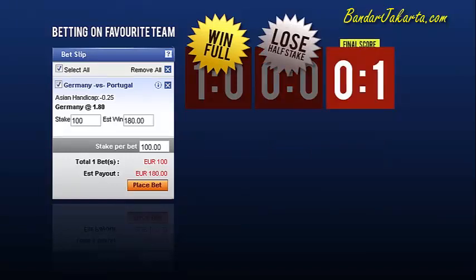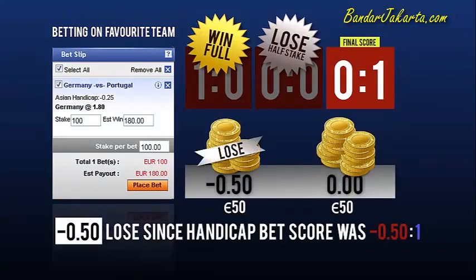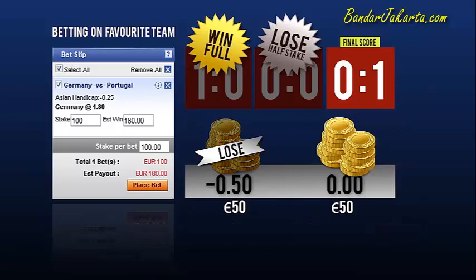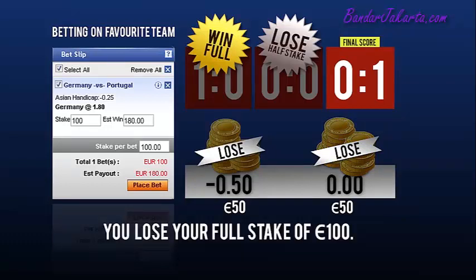Finally, if the final score ends with 0-1 in favour of Portugal, you will lose the first bet with a handicap score of minus 0.5 against 1, and lose the second bet with a handicap score of 0-1, resulting in a total loss of your full stake.